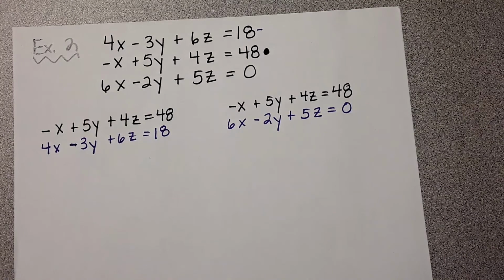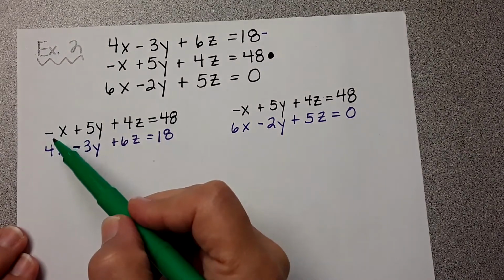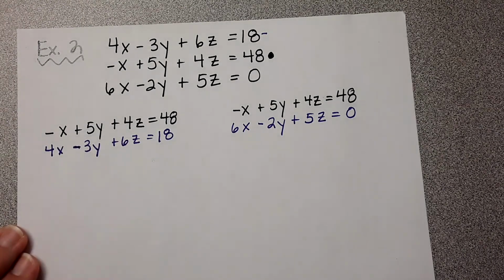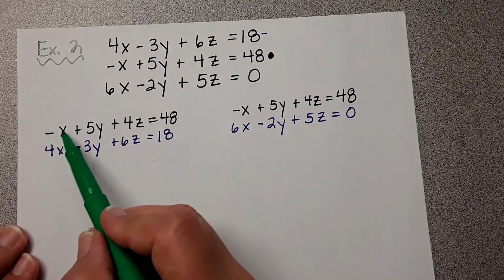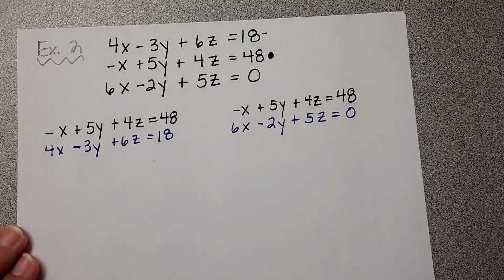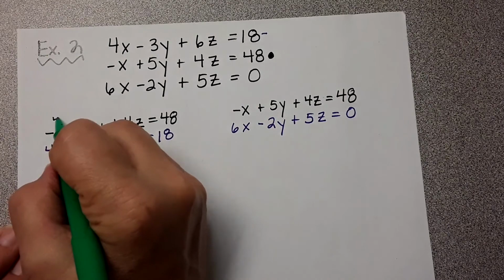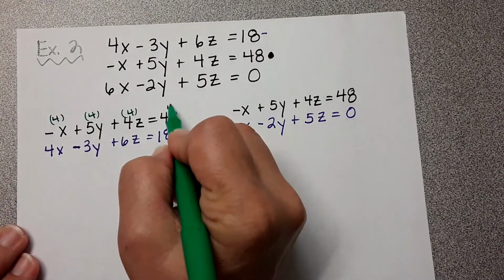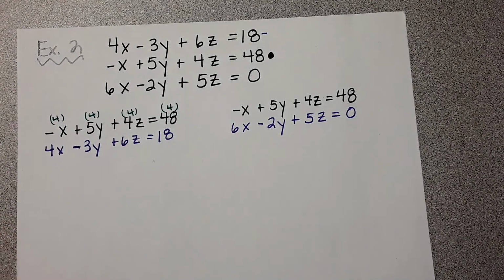Okay, so now we're going to concentrate just on the x's. We don't care about the y's and z's. All we're going to do is focus on the x's. So what can I do to this x so that the x's eliminate? So what should I multiply -x by so that it eliminates the 4x? 4. Now remember, I'm going to multiply everything by 4 then. It's not just the one thing. I'm going to write everything.